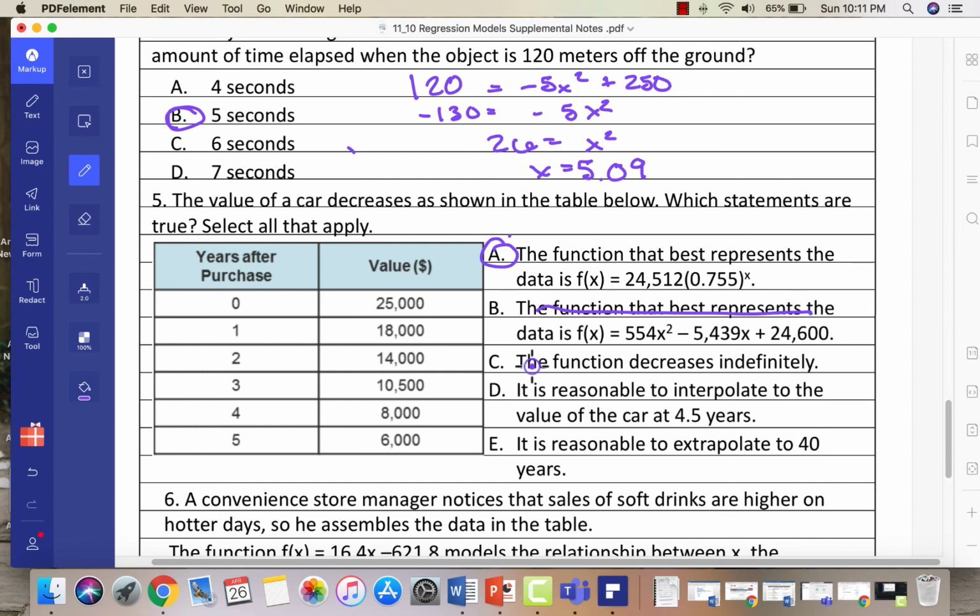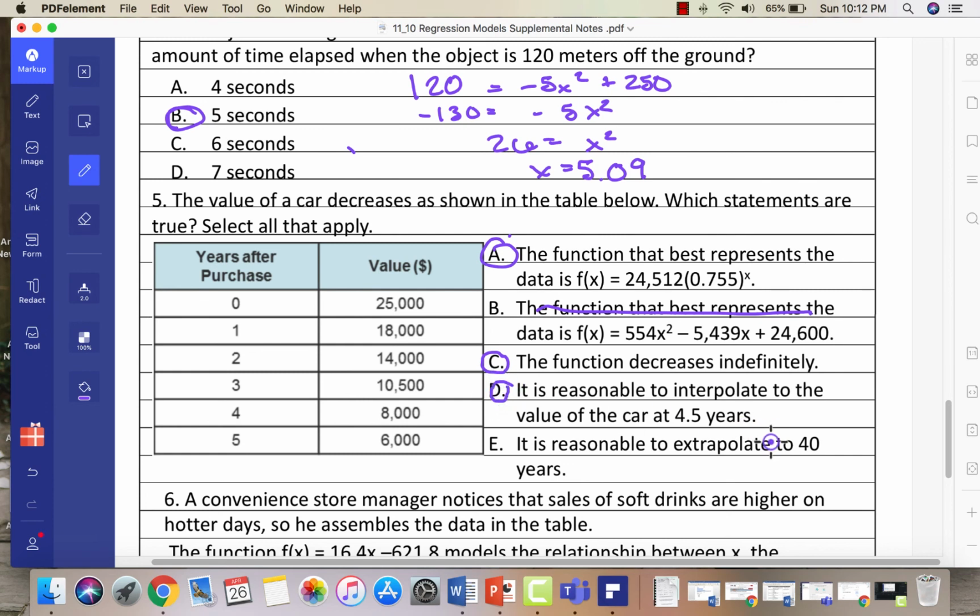Okay, let's look at C. C says the function decreases infinitely. Well, yeah, it's going to decrease infinitely. It's going to keep going down forever. And then let's look at D. It says it is reasonable to interpolate to the value of 4.5. So okay, so that means that's going to be inside the data. Okay, is 4.5 years inside of our data range? Yeah, it's right here. It's in between 4 and 5. So D would be right.